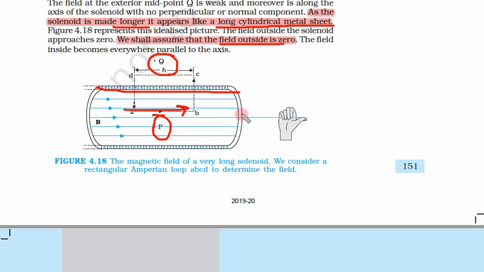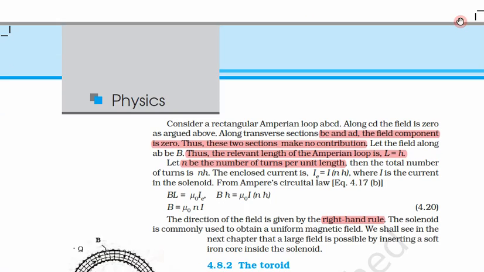So this curl of the fingers is showing the direction of the current, and this thumb is showing the direction of the field. So the current is going in this direction, the field is in this direction. So this is the direction of the magnetic field. Now let us solve the case for this solenoid.